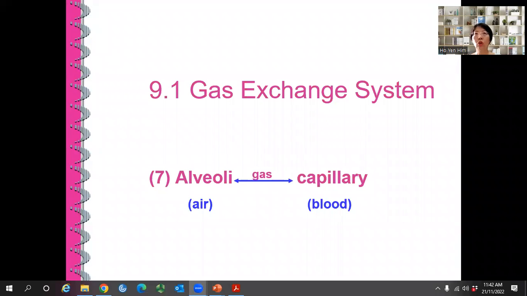So now we're going to focus on the structure and function of alveoli, which is the most important part for gas exchange. Okay, so what are we looking at? We're looking at gas exchange between this structure called alveoli and this structure called capillary. And what can you find in these two structures? Alveoli is filled with air, right? Capillary is filled with blood.